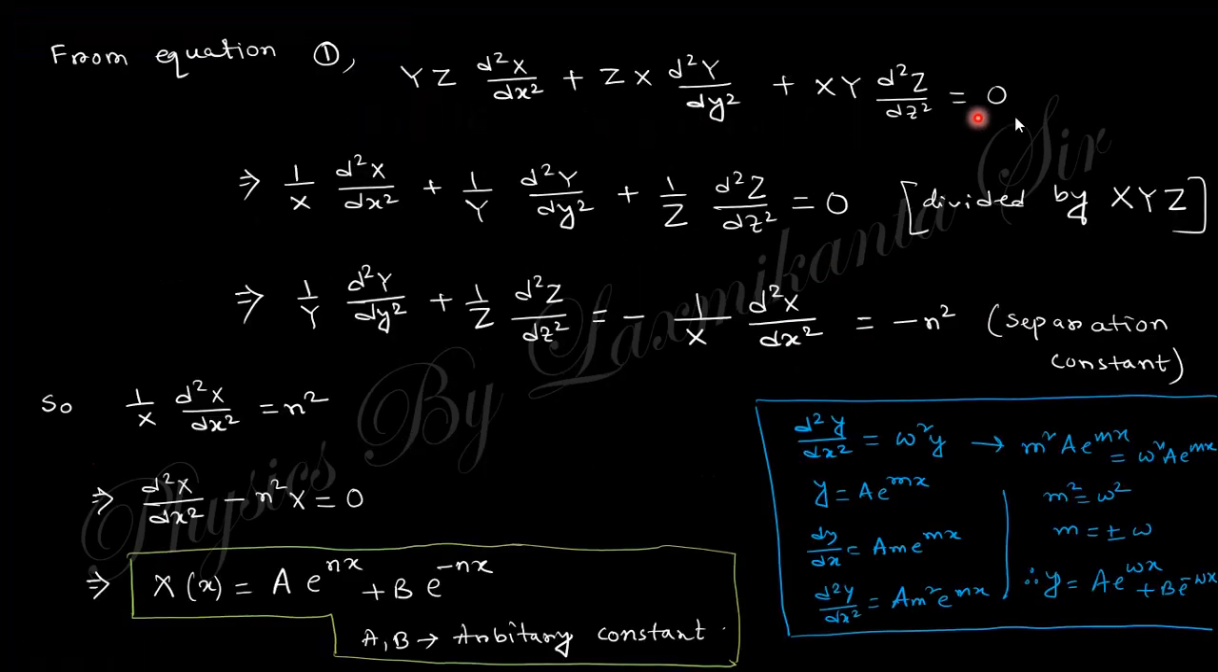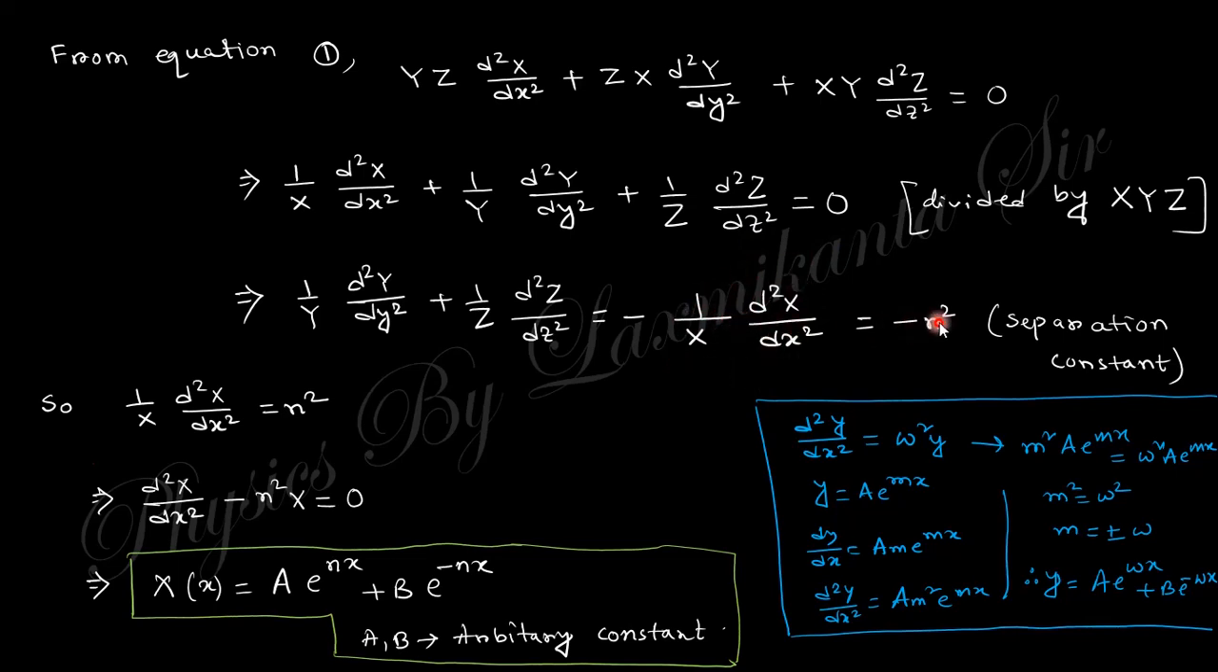After putting in these values, you will get this equation. Now if you divide by XYZ, you will get 1/X here, 1/Y here, and 1/Z here. So you can see now, if you take this to the right hand side, this is a function of only x and this is a function of y and z. Since this is separated out, that's why this is called separation of variables. This x variable is separated out.